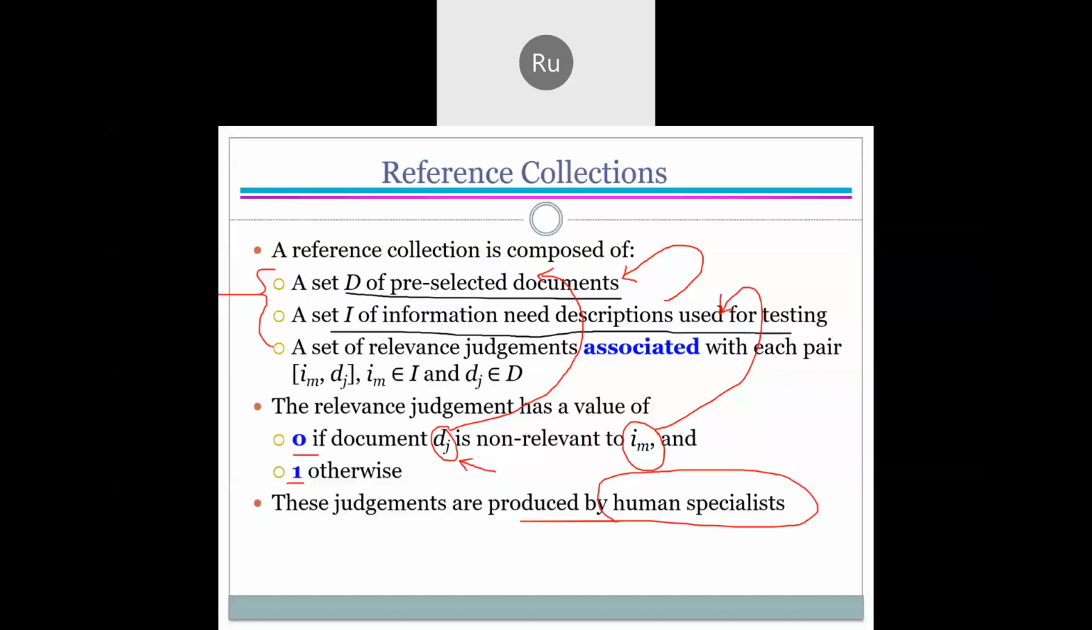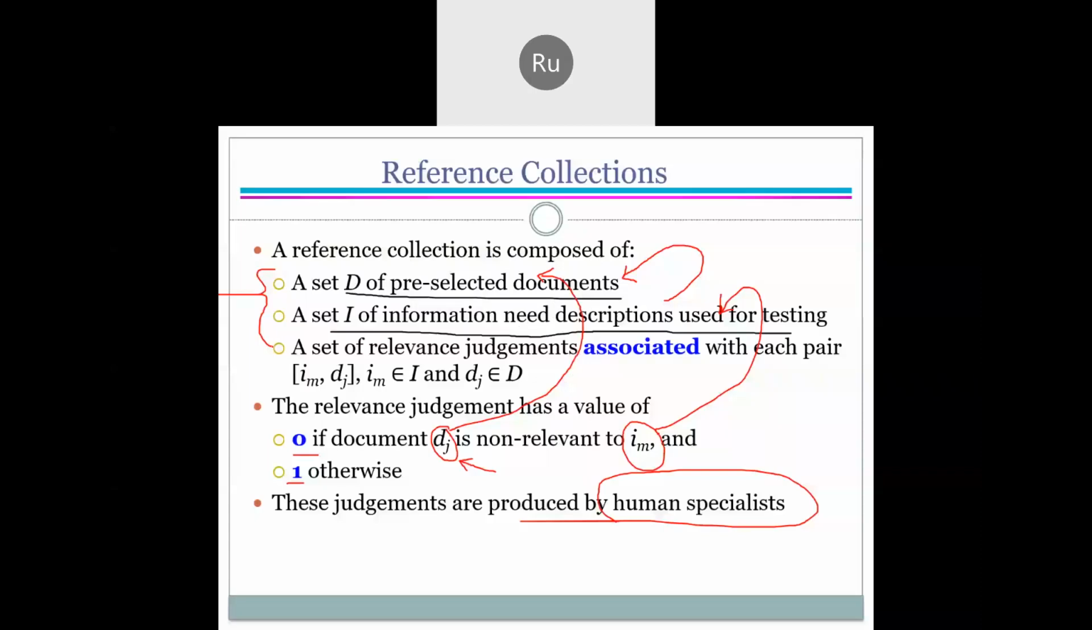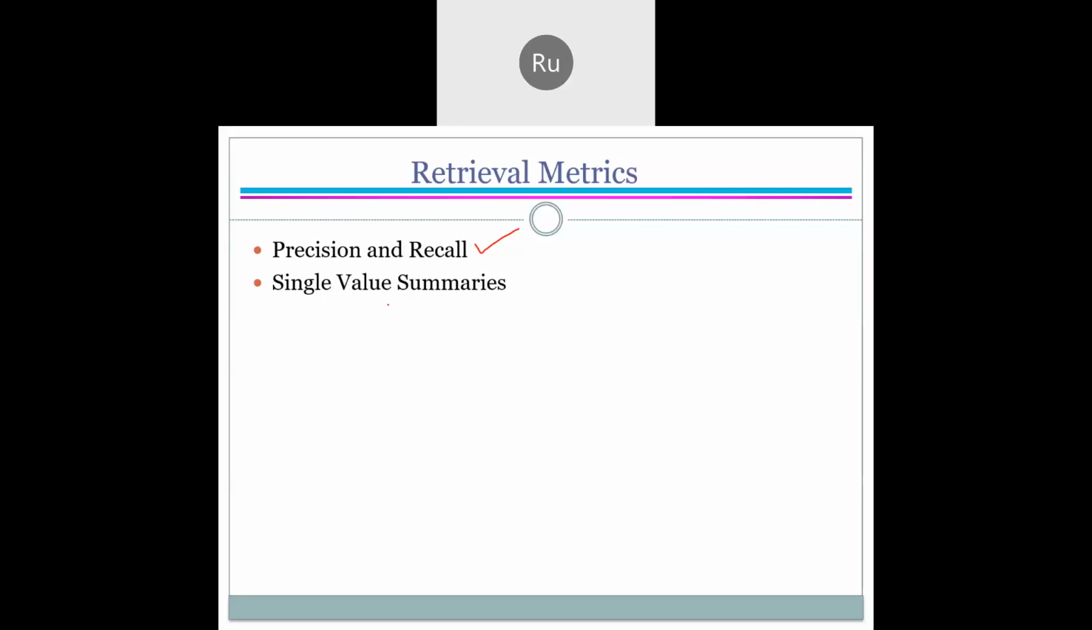So when we talk about the concepts here, the set D of pre-selected documents, the query, and the judgment whether the document is non-relevant or relevant, we have to look at two things here, precision and recall. This is what you will be learning, the retrieval metrics, and also the single value summary. For a single value summary, normally we are looking at one value that can summarize the whole scenario.